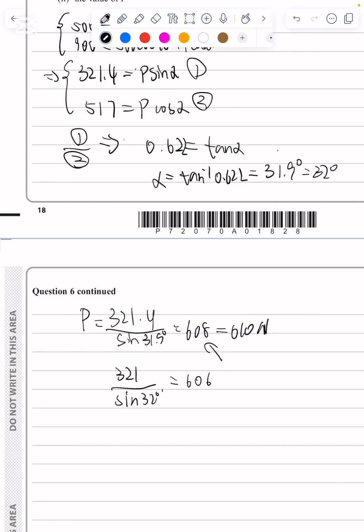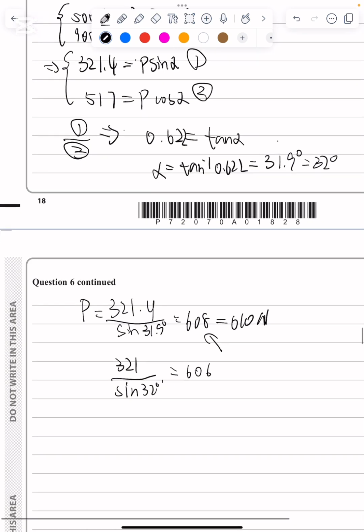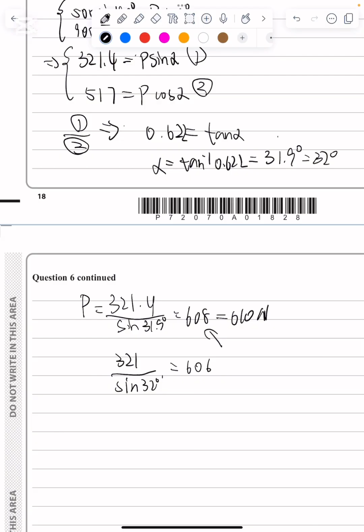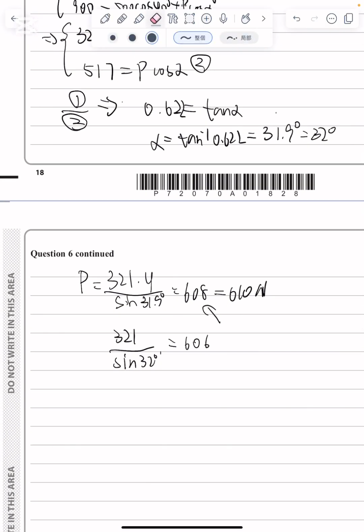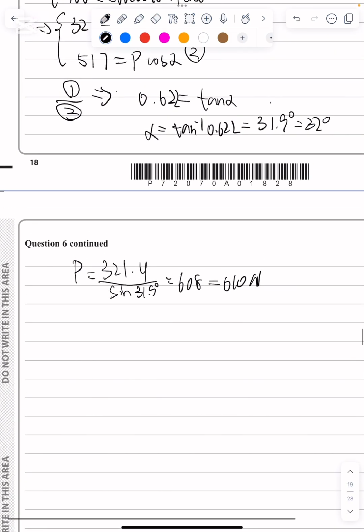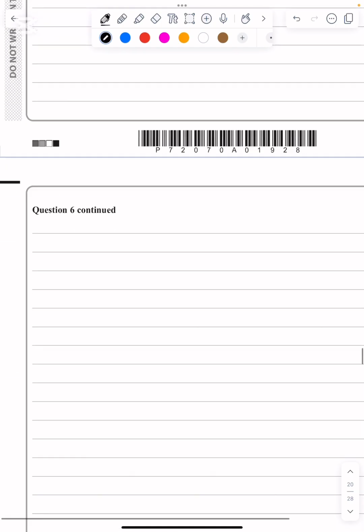So the thing is, if you use too few significant figures, your answer would deviate. And of course, you can round 606 into 610, but sometimes it's not the case. If you get 604, you round it to 600, then that's wrong. So just pay attention to that. When you do calculation, you always use the most accurate answer.